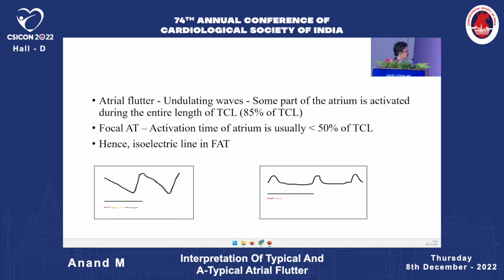On the other hand, in focal atrial tachycardia, most of the atrial activation occurs within the first 50% of the tachycardia cycle length. So during this interval, this isoelectric interval, no part of the atrium is activated. That's why you get a straight line.